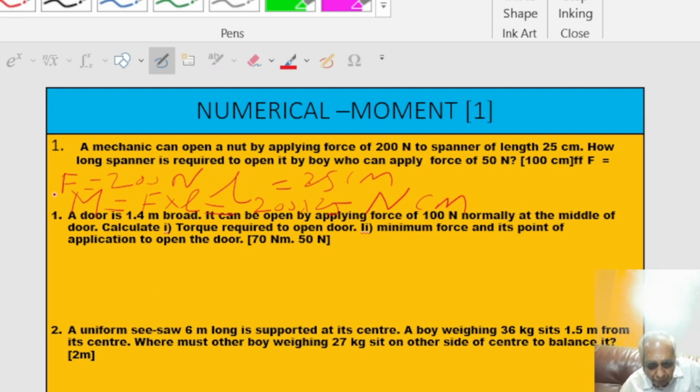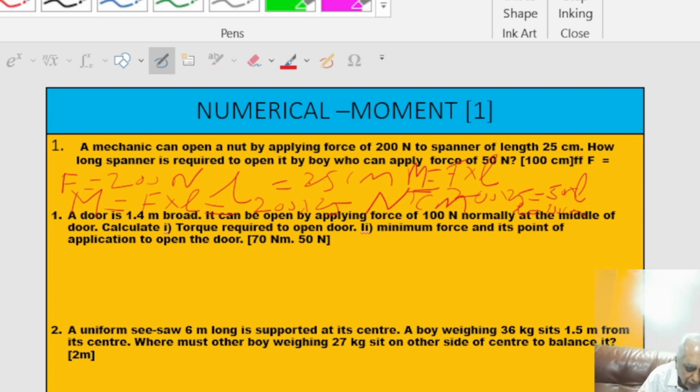Now a boy is able to give only a force of 50 Newton. Again write the formula, M equal to F multiplied by L. Now in this case M is known. How much is M? 200 multiplied by 25, and force is 50. What is the length? So you will get L equal to 100 centimeter. Is it alright? In this manner, numericals have to be done.